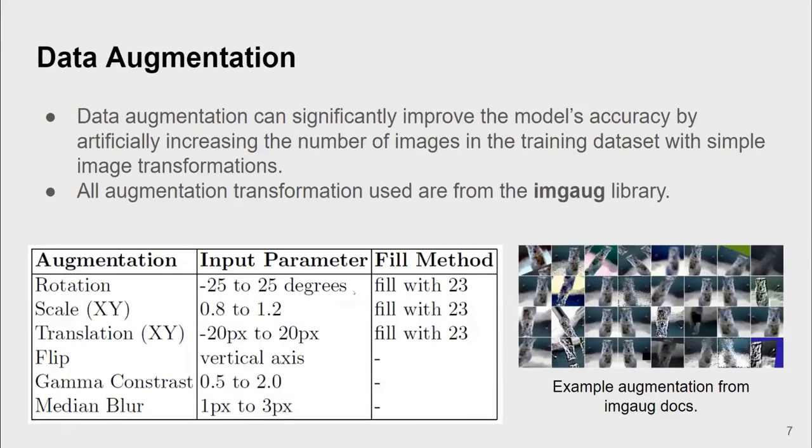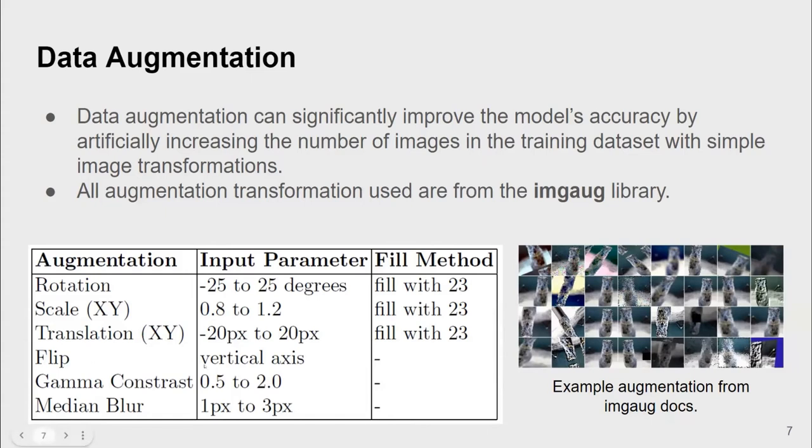One way to improve the network is to use data augmentation. Data augmentation artificially generates more training samples by introducing some computer vision transformations. We used the imgaug library, which was a handy tool to make a sequence of transformations. In this table, we show the transformations that we used, which are rotation, scale on both X and Y, translation on X and Y, and flip.